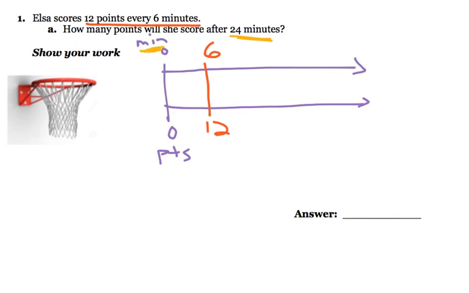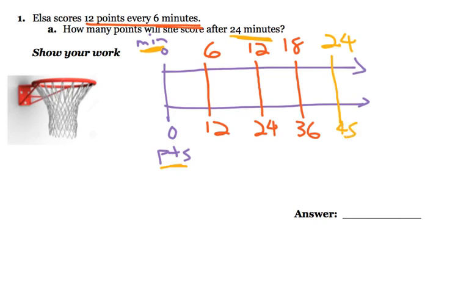So not down here, because these are points. I want to get up to 24 on the top. So another 6 minutes pass would be 12 minutes. And every 6 minutes, Elsa scores 12 points because she's good like that. And we get 24 points. Scale it up again. Another 6 minutes would be 18, which would mean Elsa would score another 12 points, which would be 36. And now we make it up to what we want, which is 24 minutes. That would be 48 points.